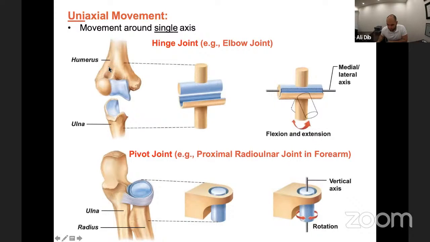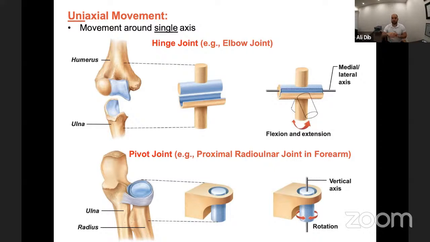Okay, and then we have our hinge joints. So our hinge and our pivot joints, and these are uniaxial, meaning they move along a single axis. And the classic example is the elbow. But when you say the elbow, you got to be careful, right? Because we have a couple of joints in the elbow. We have the one between the humerus and the ulna, and that's more of a hinging joint. So that's the joint that causes elbow flexion and extension.